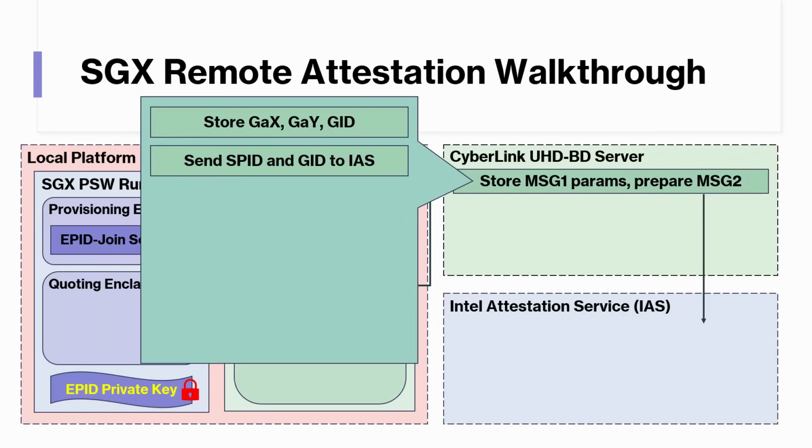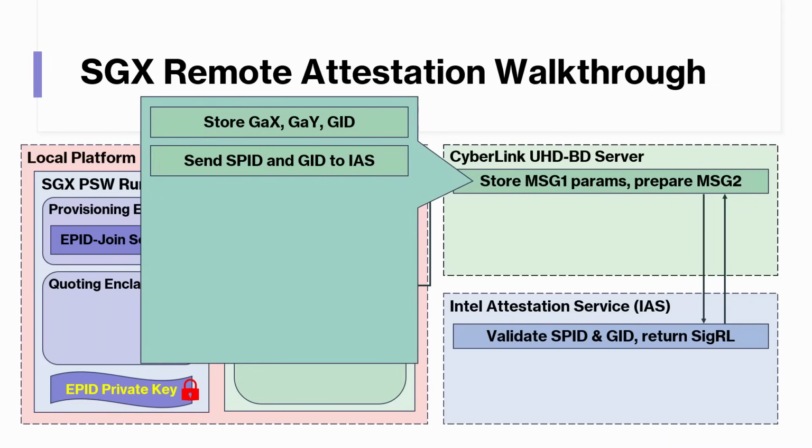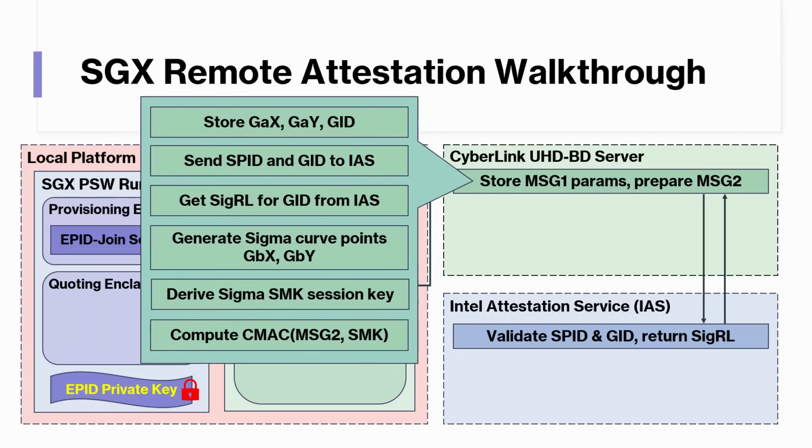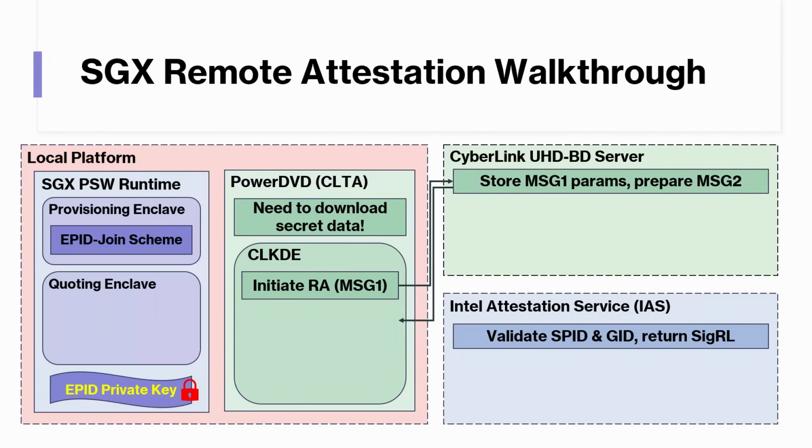To do that, it will send its service provider ID and group ID to the Intel attestation service. It's kind of like its API key, which will then validate that the requester and obtain the revocation list for the group ID. That's sent back to Cyberlink. It'll generate its own curve points, and then derive the session MAC key, and then compute a CMAC over this as part of the authentication scheme so that you can't man-in-the-middle it. That's sent back to the enclave, which can now start to generate a quote.